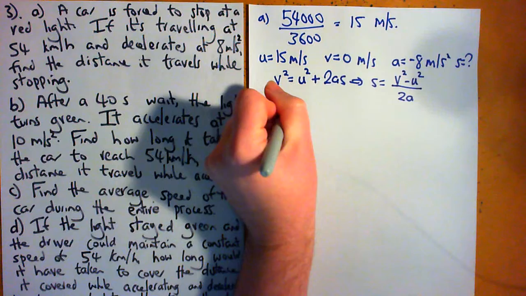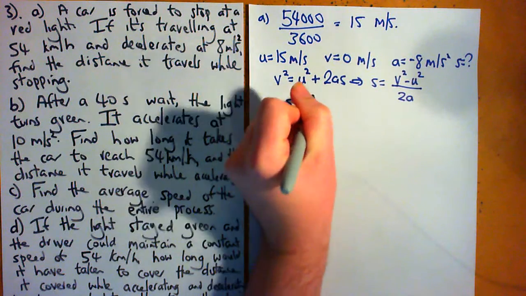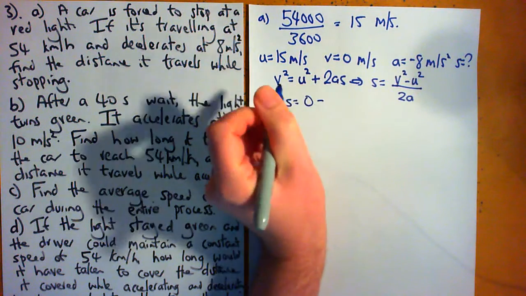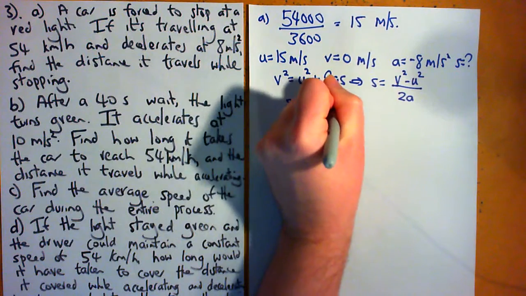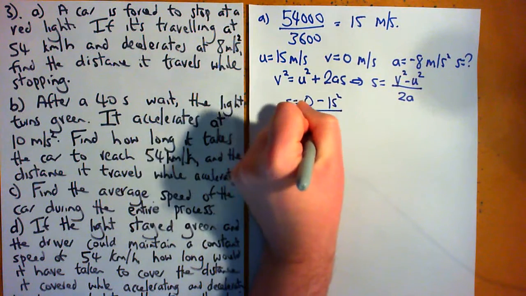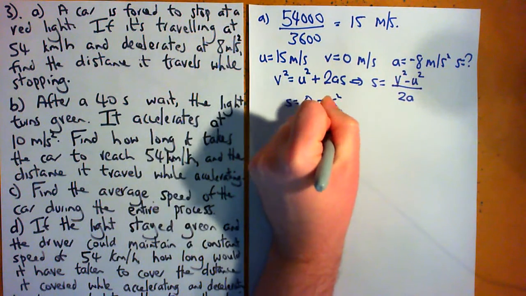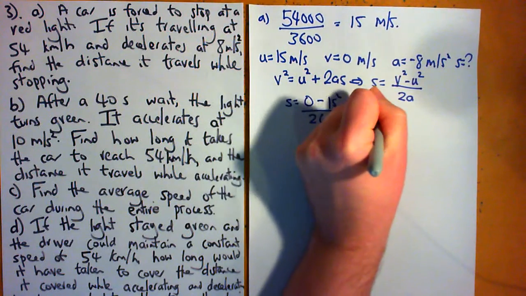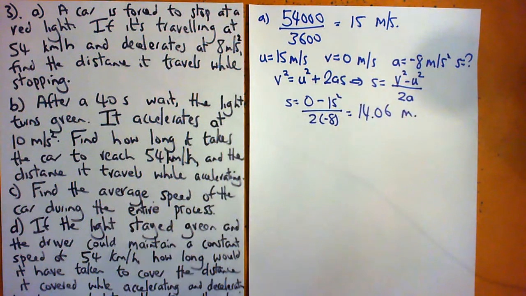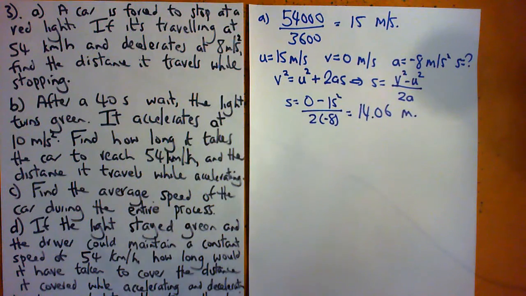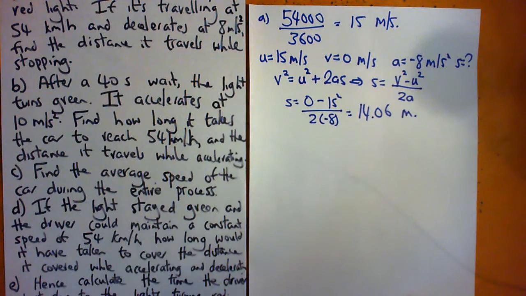So S is going to be V, which is 0, minus U, which is going to be 15 squared, divided by 2 times negative 8. And if we calculate that, we get 14.06 meters. Okay, so that's part A.